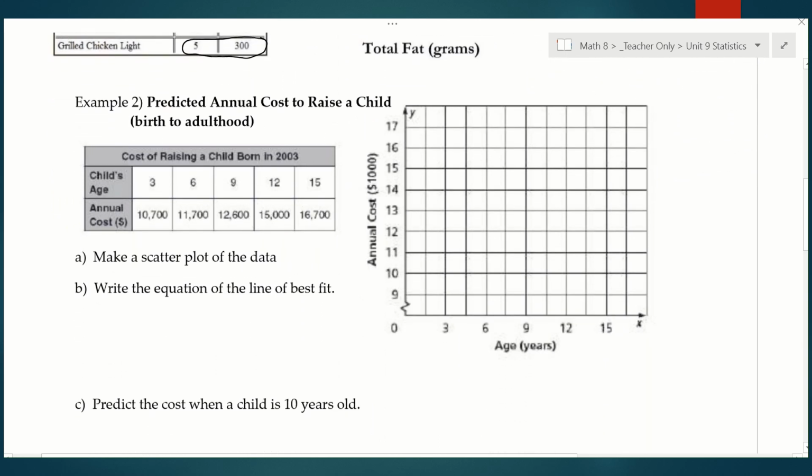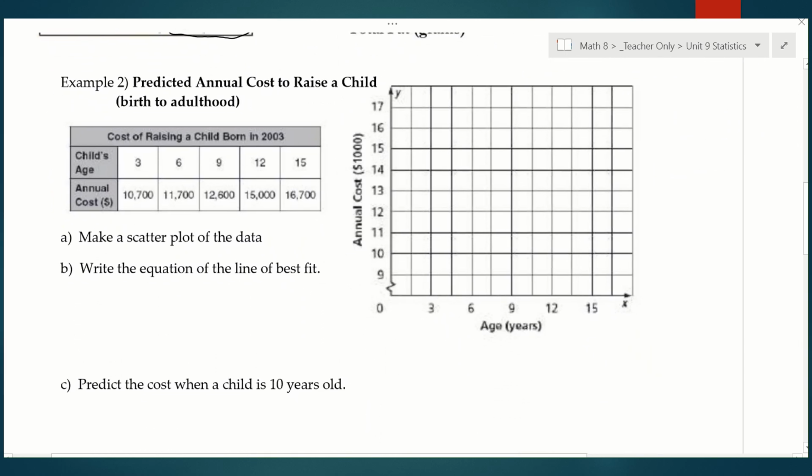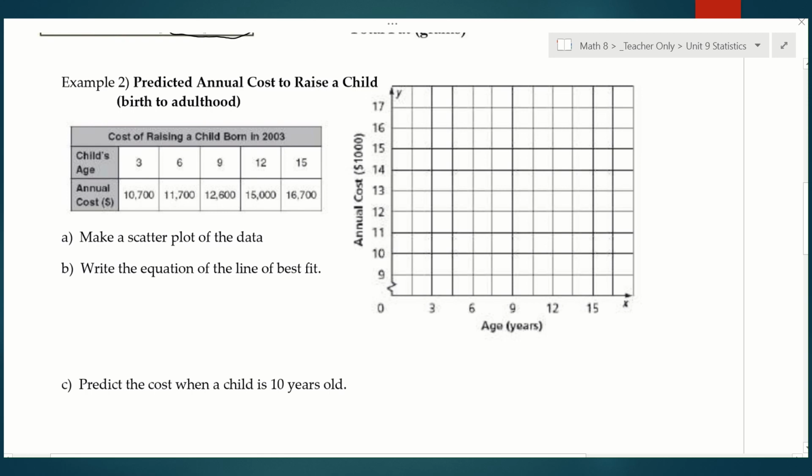This is the predicted annual cost to raise a child from birth to adulthood. So we have the child's age versus the annual cost, meaning like how much per year does it cost the parent. Okay, so part A says to make a scatter plot. So this is what we did in the previous lesson. Thankfully, our axes and our scales have already been done for us, so we can go ahead and just start plotting these points. So take a second and do that, and you're going to have to do some approximating because they're not perfect.